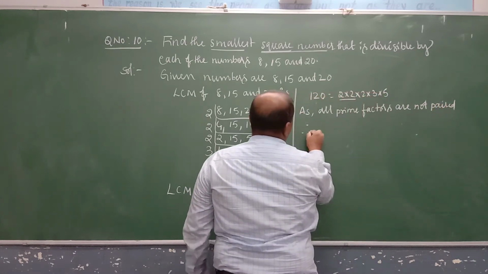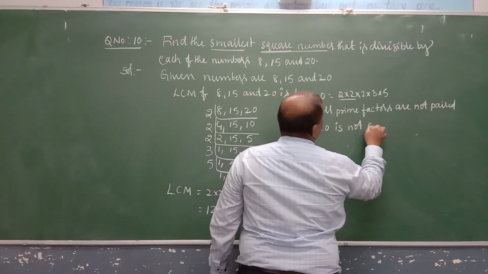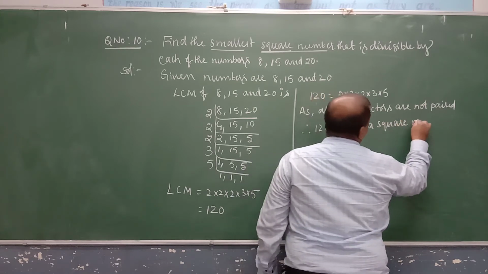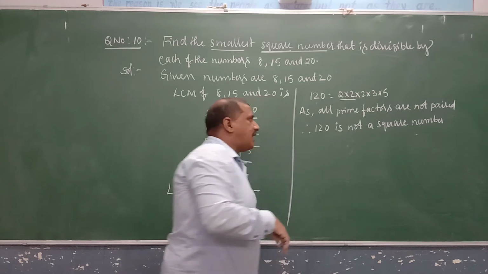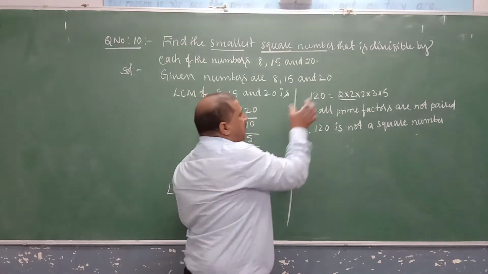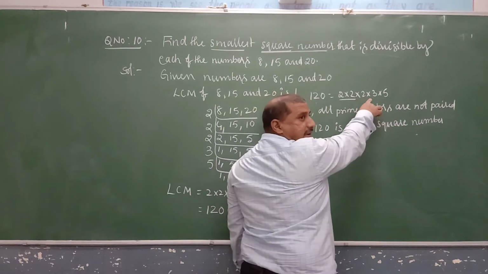Therefore, 120 is not a square number. So we need to convert this 120, or we need to find a square number from 120, by multiplying this 120 with the unpaired prime factors.